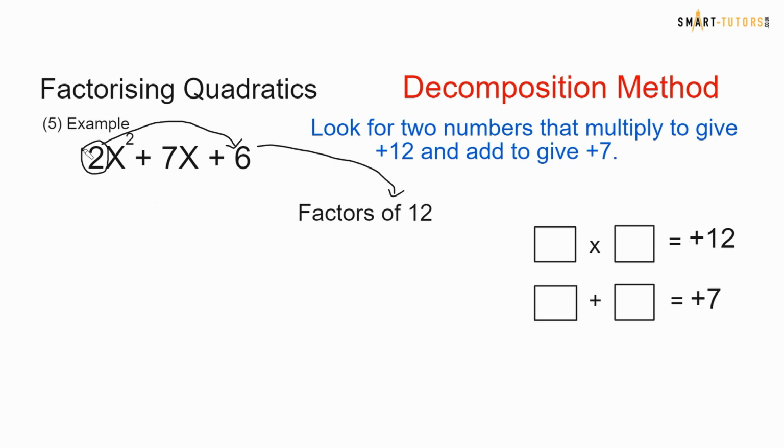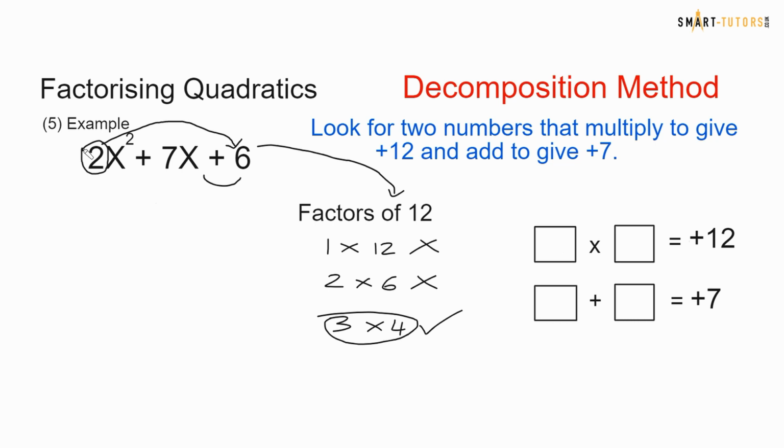So you need to list down all the factors of 12. So 1 times 12, 2 times 6, 3 times 4. Now the sign is plus. 12 plus 1 is 13, so that is not the factor. 2 plus 6 is not the factor, it is 8. So we need to get a plus 7. So 3 plus 4 is 7. So we found the factors 3 and 4.